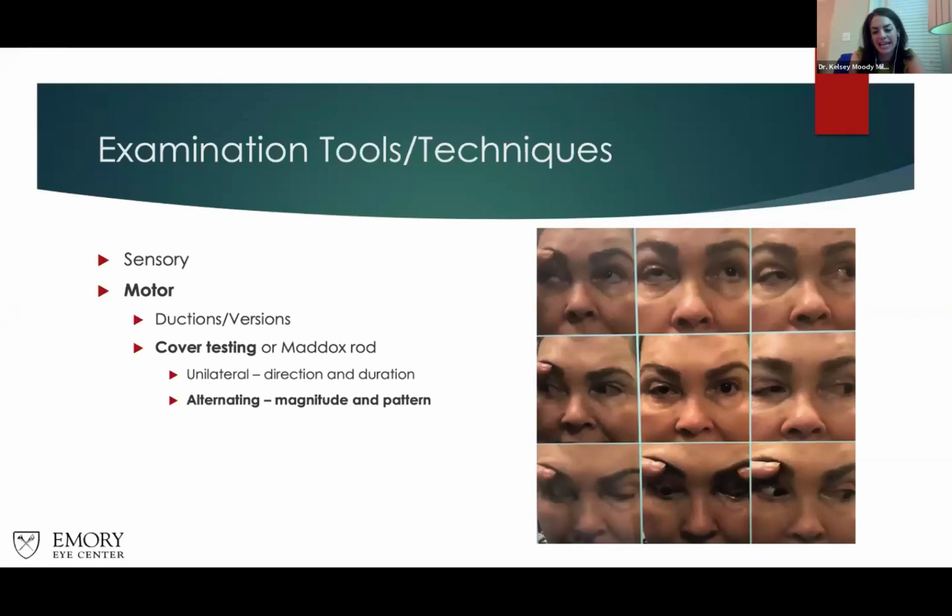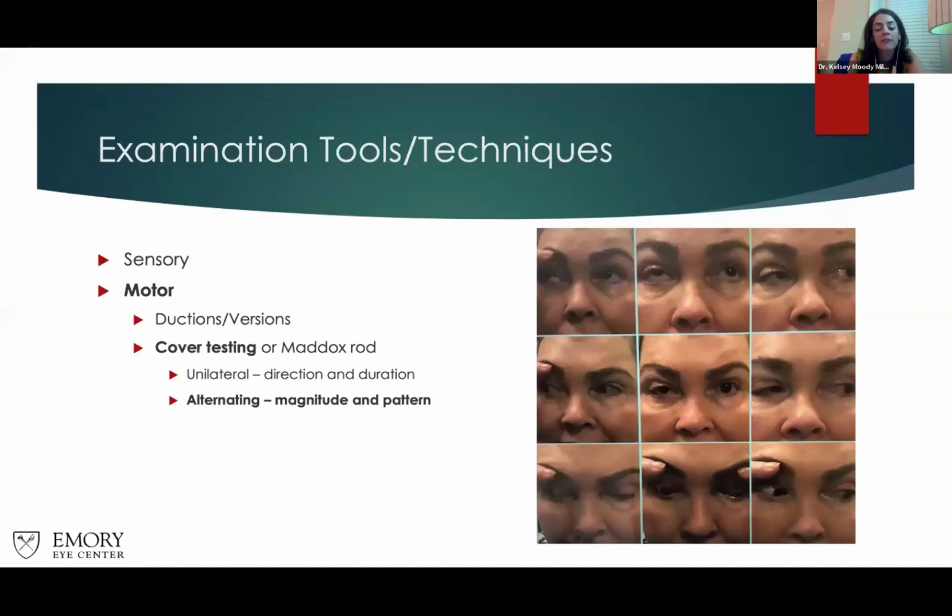As she looks down, you can see that the right eye doesn't go all the way down. So now she has a right hypertropia, which is called a reversing hyperdeviation, which is very pathognomonic for a cranial nerve 3 palsy. She also has a very mild adduction deficit here, although it's difficult to see in this picture. And again, that's very pathognomonic for a cranial nerve 3 palsy.